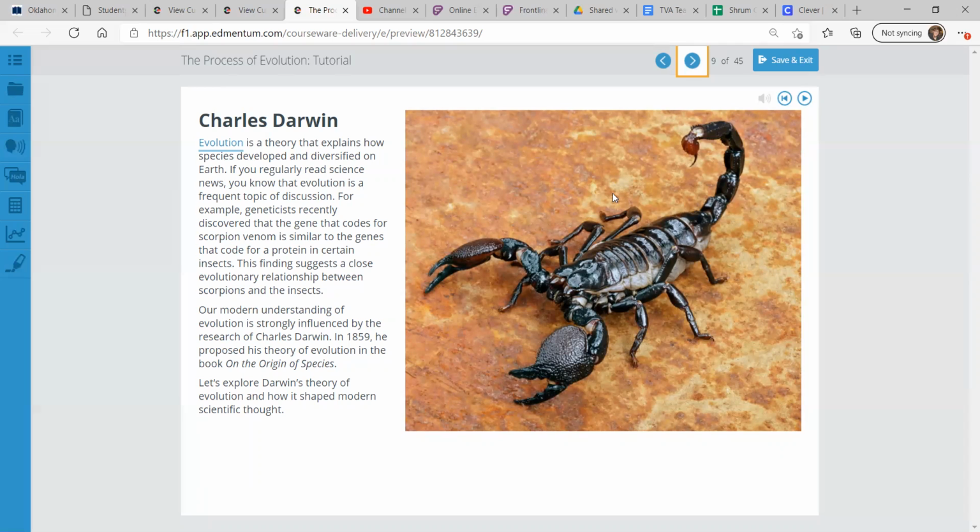Now, our modern understanding of evolution is strongly influenced by the research of Charles Darwin. In 1859, he proposed his theory of evolution in the book On the Origin of Species. Let's explore Darwin's theory of evolution and how it shaped modern scientific thought.